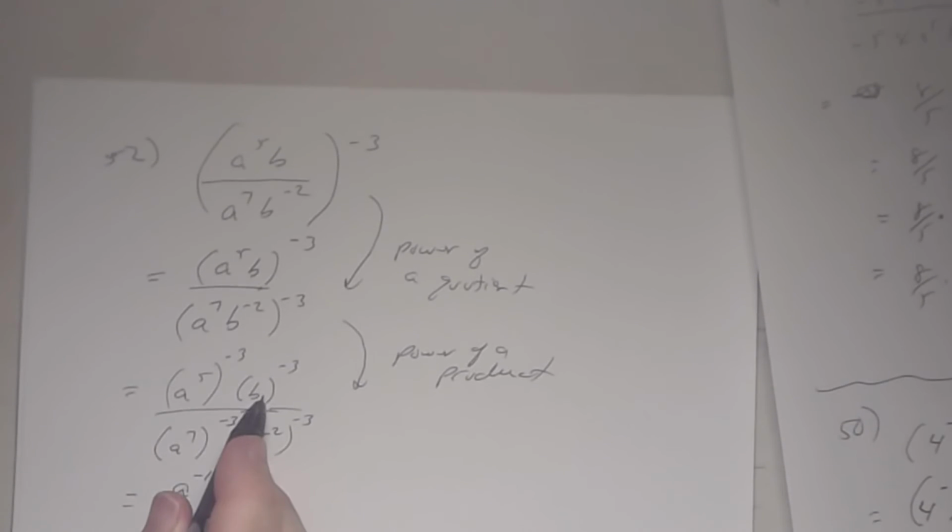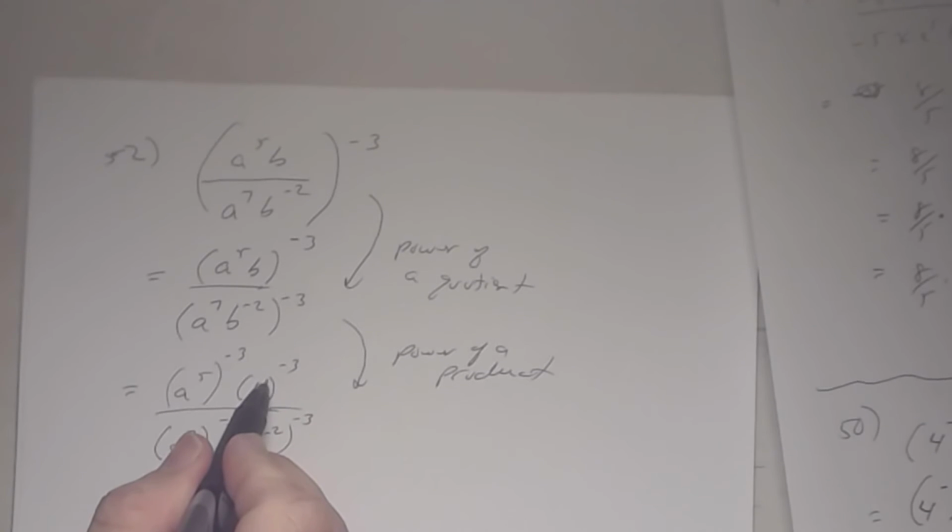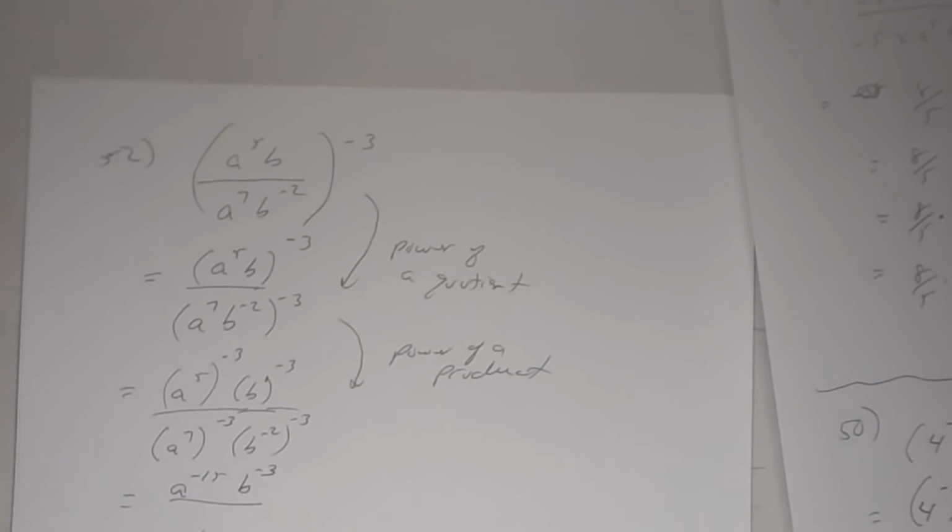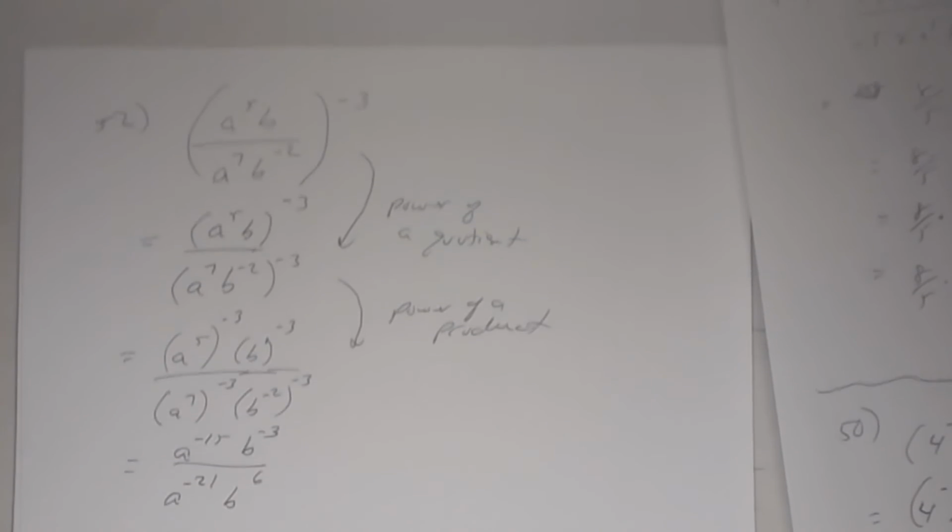Okay. What's b? Now remember, that's b to what power right here that I'm pointing to? The first. So what's b to the first raised to negative third? Negative 3, right? The denominator, what's a to the seventh raised to the negative third? 21. What's b to the negative second raised to the negative third? B to the sixth. So that's where I'm at. All right, so that was the power rule.